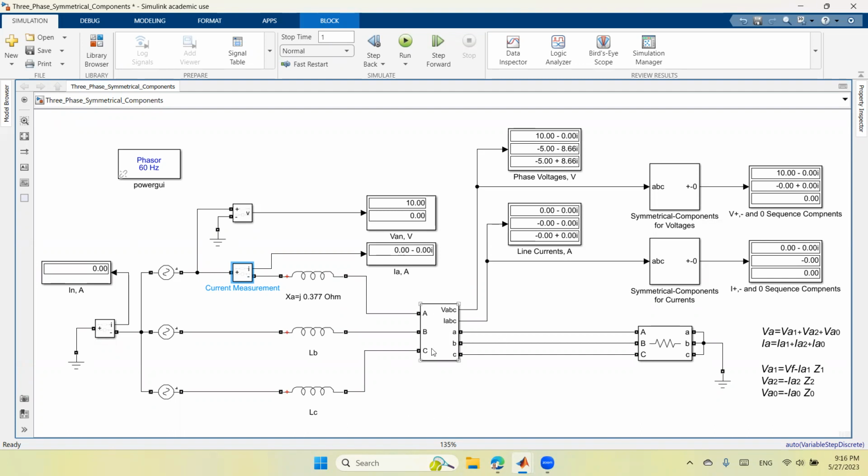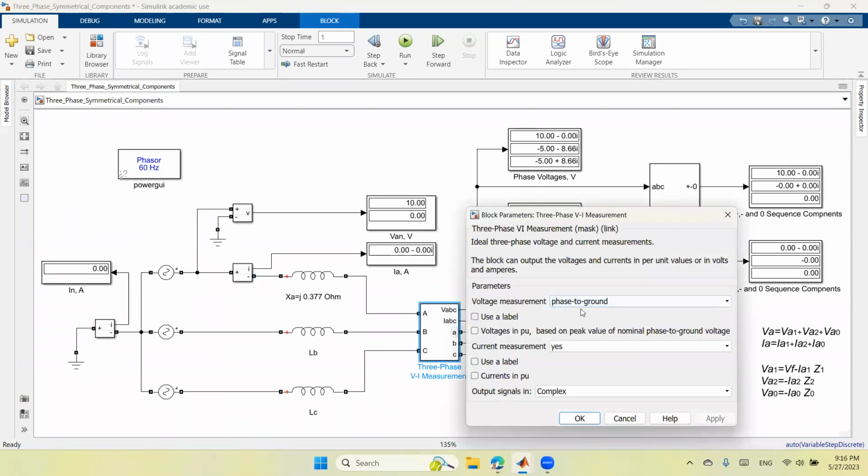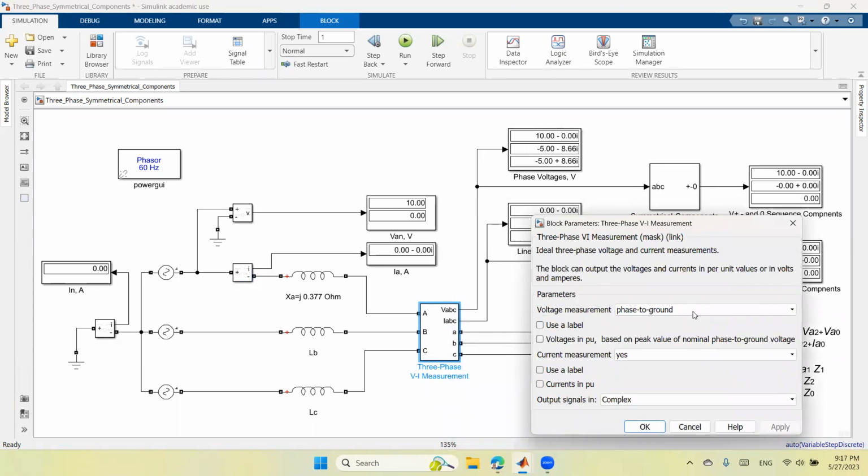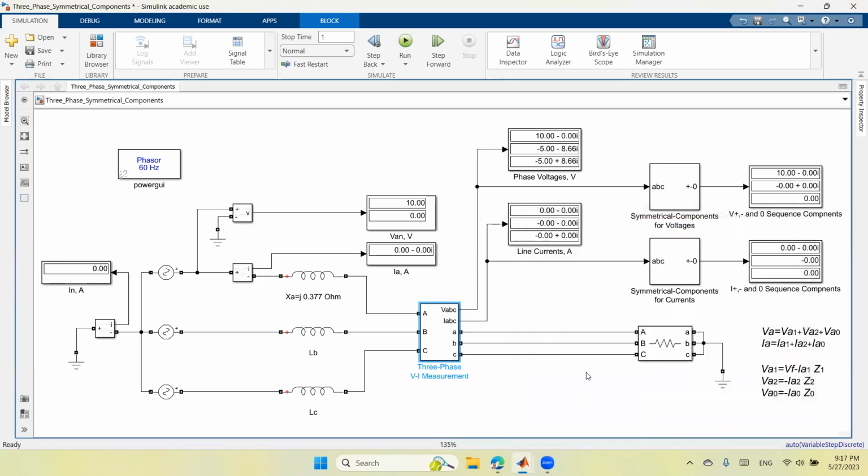And here I'm using a three-phase volt ampere measurement device. So for this three-phase volt ampere measurement device, I'm selecting the phase to ground voltages. So these are the voltages phase to ground, phase voltages, phase to ground or phase to neutral, since the ground is connected to the neutral, so it will be ground. And then I'm selecting also currents to measure, and these, of course, are the line currents. And again, I'm selecting the complex format. So I will have the line currents in complex format.